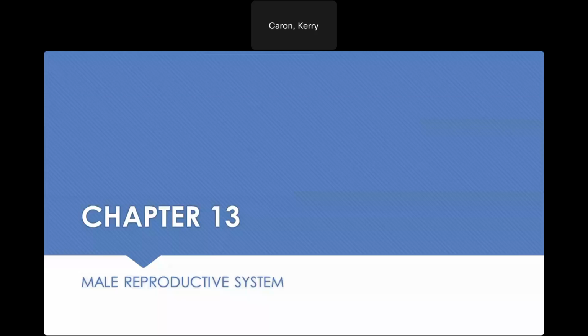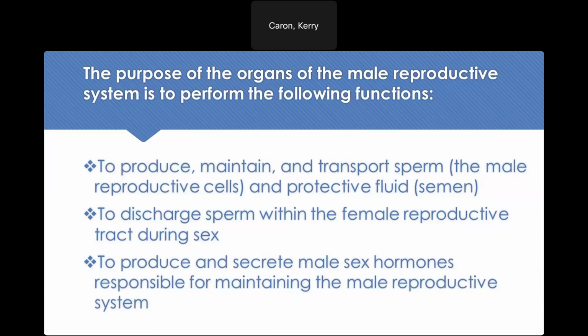Okay, so chapter 13 is the male reproductive system. The purpose of the male reproductive system is to make another human. It is to produce, maintain, and transport sperm, which is the male reproductive cell. Also semen, which is the fluid that the reproductive cells are carried in. It is also meant to discharge sperm into the female reproductive tract during sex and to produce male sex hormones that maintain the male reproductive system.